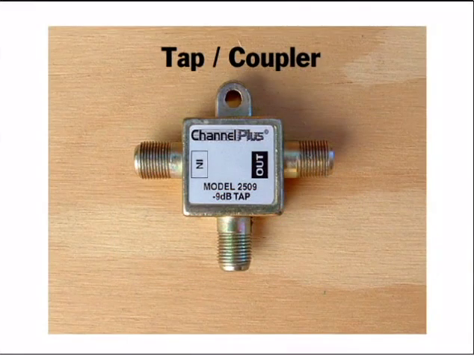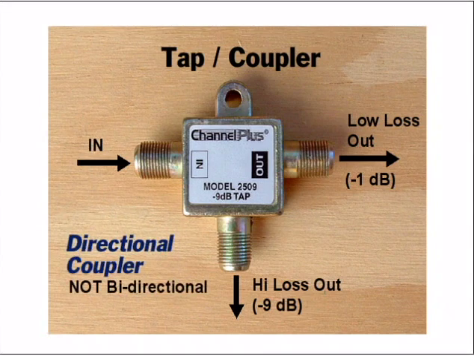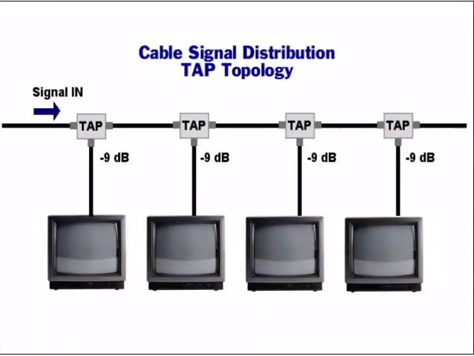A coupler or tap is a special case of a splitter that divides the signal unevenly. The output through port has minimal loss, usually 1 dB, while the tap port has a high loss, usually from 9 up to 30 dB. Now the tap can be used in reverse to combine a very high signal with a low to normal signal. If it is not bidirectional, it's called a directional coupler. Taps are typically used to distribute cable signals in a tap rather than home run topology. And it's a very popular wiring technique for cable companies in single and multifamily homes.